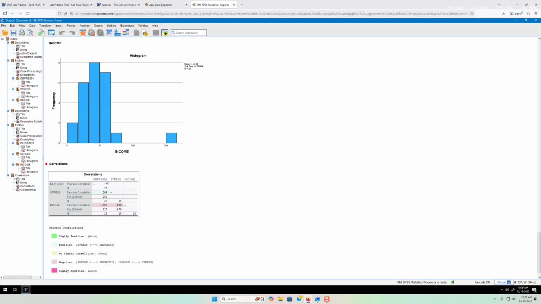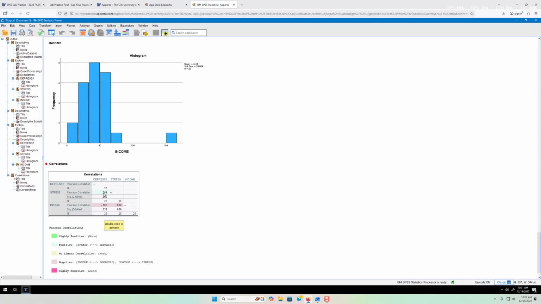As you can see here, depression and income, the correlation is negative 0.102. That is not significant. And the reason it's not significant is because the significance value is not less than 0.05. Right? So depression and income, negative 0.102, not significant.